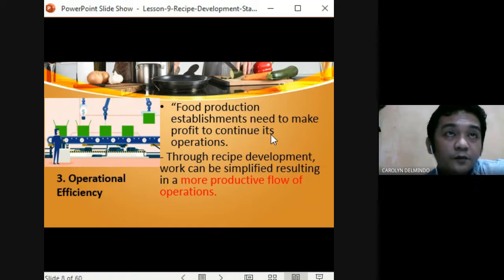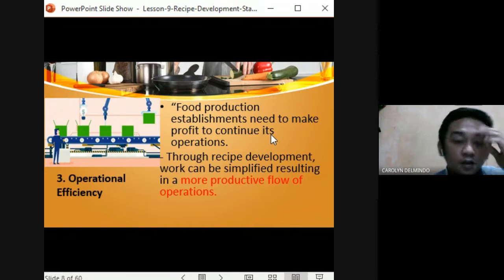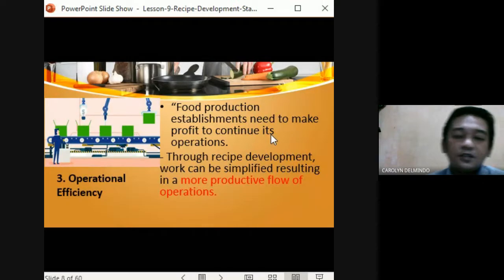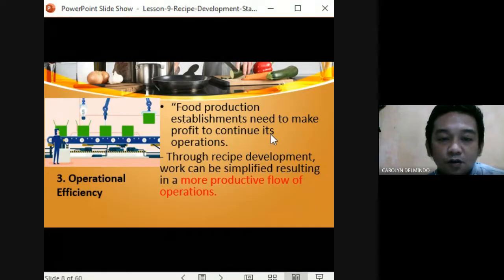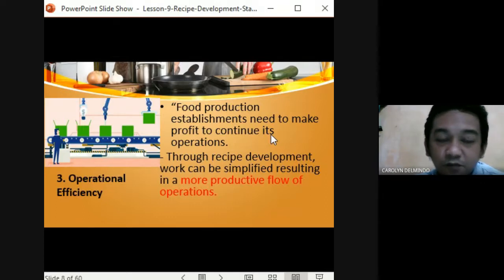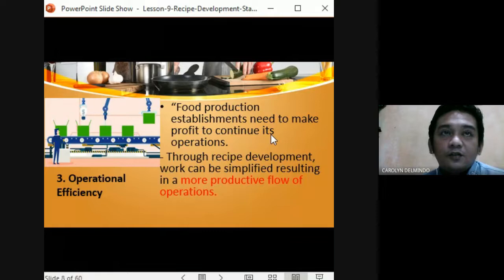So, when you say operational efficiency, so yung process na susundan natin is more effective, okay, more efficient in terms ng how the process goes or the procedures go in the process. So, example, sa food production, since nag-a-adapt tayo ng mga technologies, hindi na kailangan nung ibang procedures na mahirap.